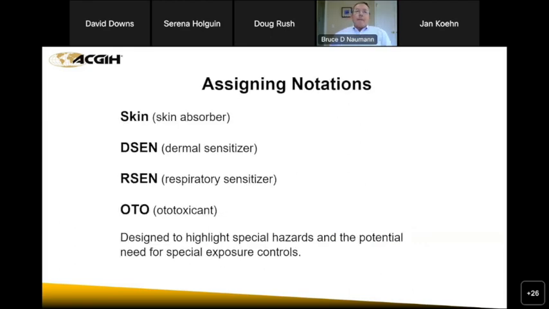All right, so let's move on to notations. I mentioned skin, which has been around forever. DSEN, RSEN, dermal and respiratory sensitizer, and the new one, ototoxicant. The idea of notations is to highlight a special hazard that's over and above what you need to know to control the exposures. It's not just the OEL or the TLV. There may be something unique about it that would cause you to do something different.